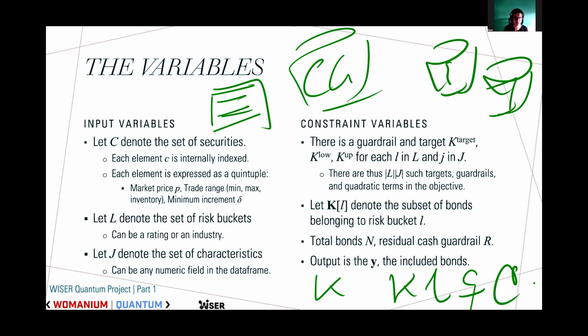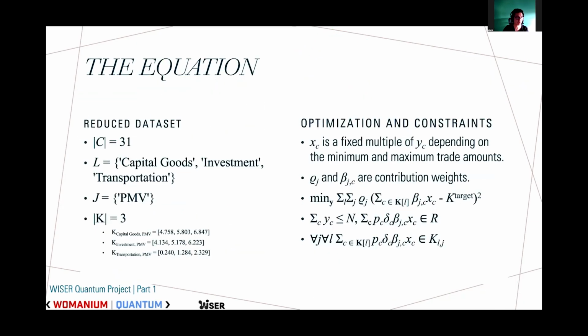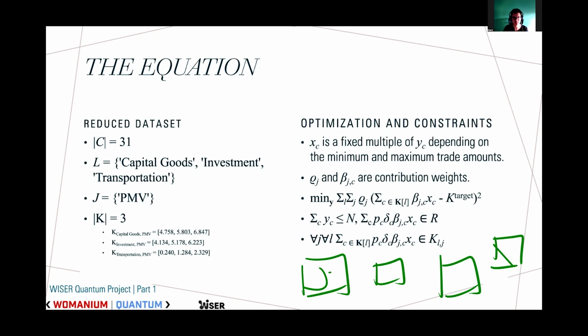Our output value is Y, the binary array indicating whether each bond is selected or not, in internal index order. This is going to be our equation. So C is 31, L is 3, J there's only PMV, and therefore there are 3 bold Ks. We're going to optimize the constraints. So we have JT, JC, then JI, and then the R.